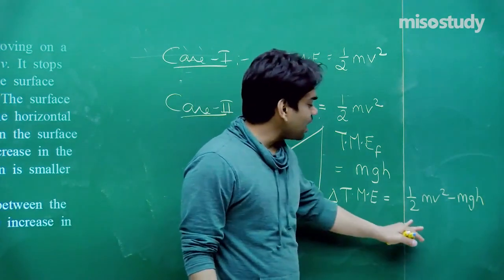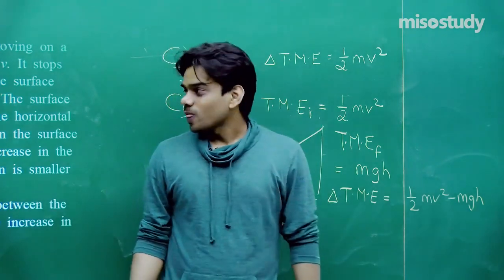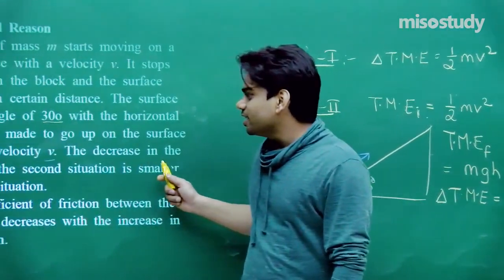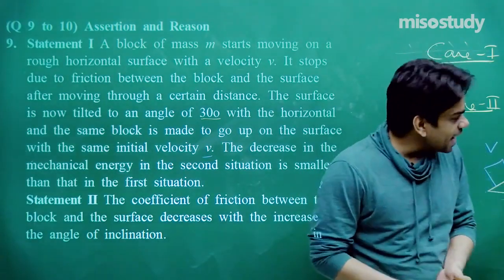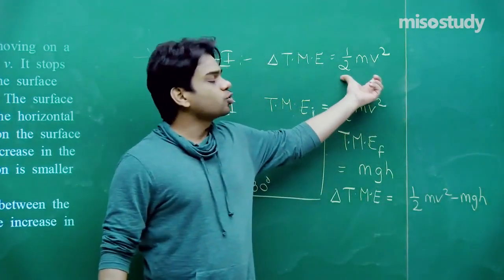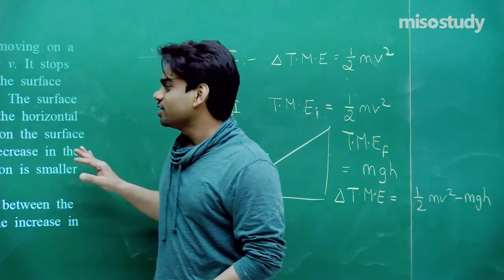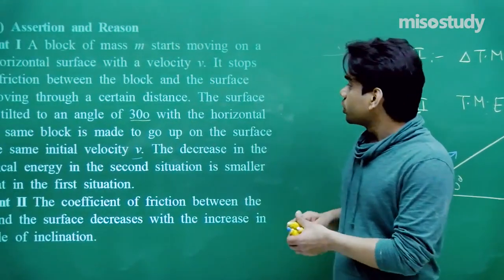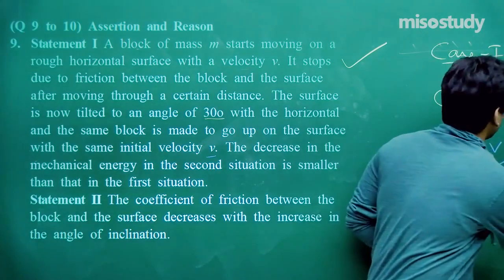You see that this value in the second case is lesser than the value in the first case. The statement says that the decrease in the mechanical energy in the second situation is smaller than that in the first situation. Yes, that's smaller. Half mv square minus mgh is less than half mv square. This decrease is smaller. So yes, we have got the decrease in mechanical energy in the second situation is smaller. So this statement is true. So I will write down the statement 1 that we have.